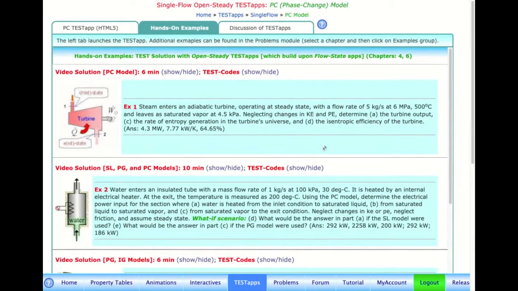You'll notice that once I've selected that, we've identified that it is an open, steady process, single flow. It is a phase change type of fluid. You'll notice that there are some examples that you can go and look at. There's discussion of the various apps. And what we're wanting to do is then to go into the app itself, the phase change test app.